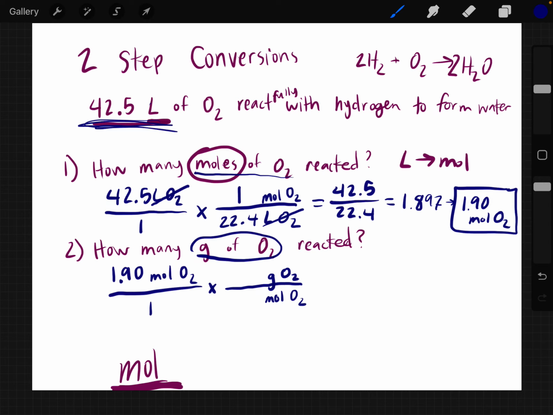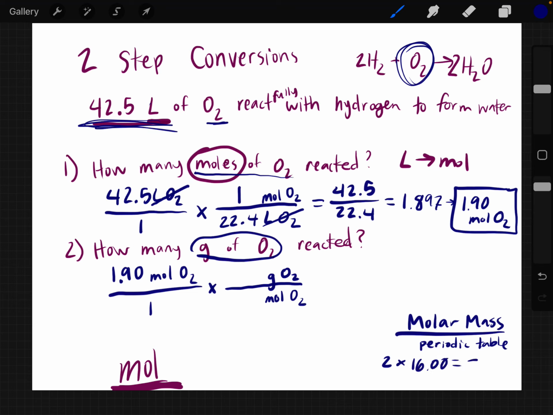Okay, if I'm doing a conversion dealing with grams, I'm going to use something called the molar mass. I have a video on this if you don't remember how to do the molar mass, but you look at the periodic table to find your molar mass. So this oxygen right here in the equation, there are 2 oxygens. So I'm going to say 2 times the mass of oxygen. The mass of one oxygen is 16, so it's going to end up being 32. I'm going to put 32.00 grams right there over 1 mole. My moles cancel out because I have moles on the top and the bottom.